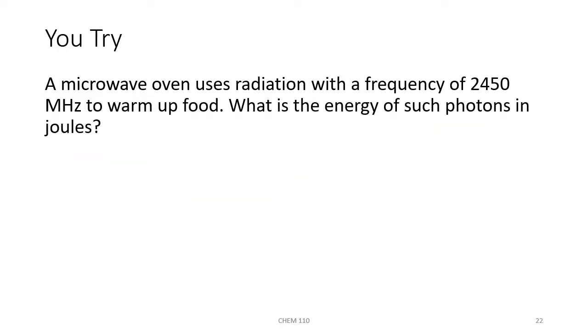A microwave oven uses radiation with a frequency of 2,450 megahertz to warm up food. What is the energy of the photons in joules? We're going to once again use our formula E equals h nu, and in this case we were given our frequency. We know our frequency in megahertz. Since Planck's constant is in units of joules times seconds, we're going to have to convert our megahertz into inverse seconds in order for it to cancel.